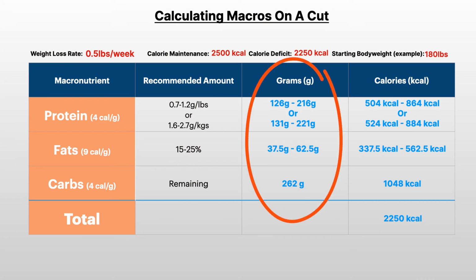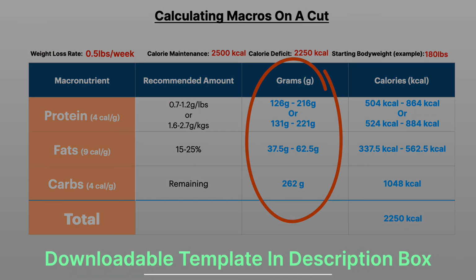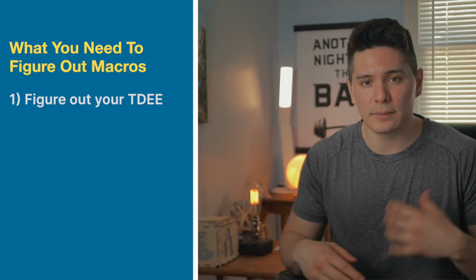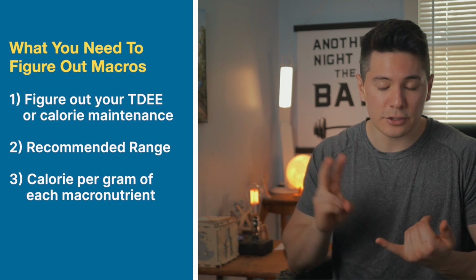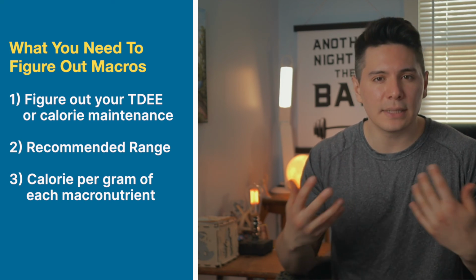Now, as you can see, there's really not much to calculate in your macros, and you're more than welcome to save this template if you think it might help you calculate your own macros. All you need to know when it comes to calculating your macros is your starting maintenance calories, the recommended ranges, and then how many calories per gram there is in each macronutrient.